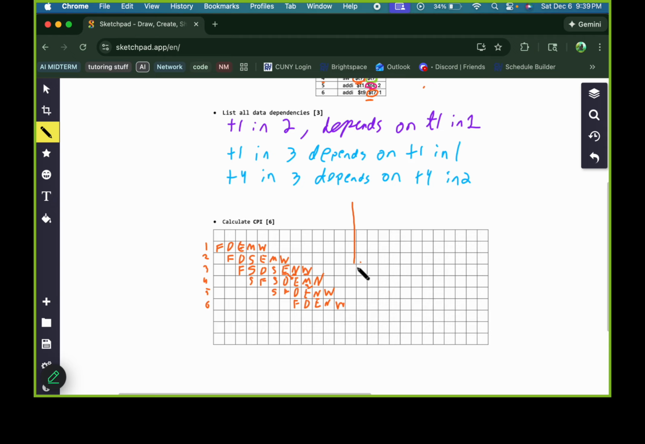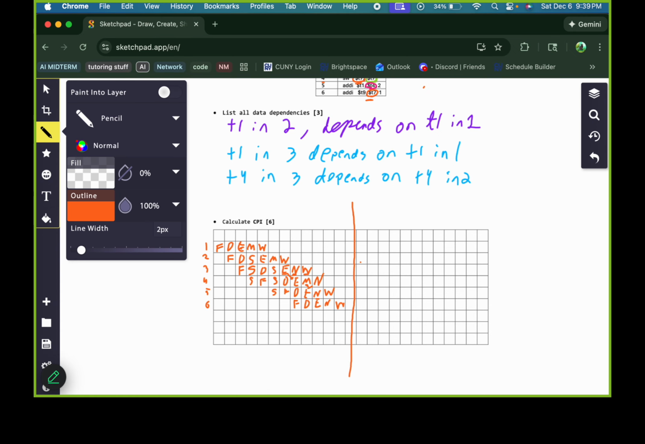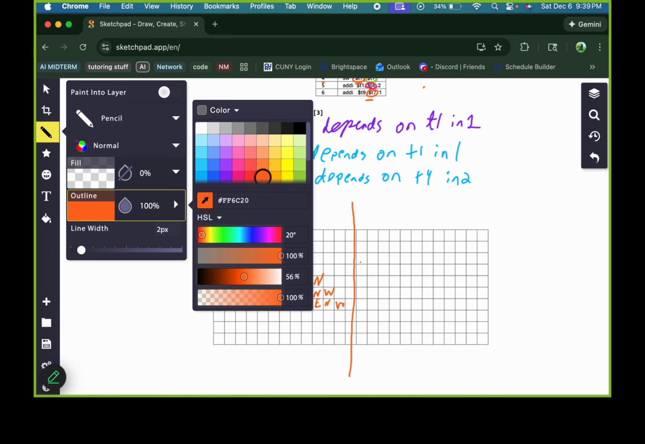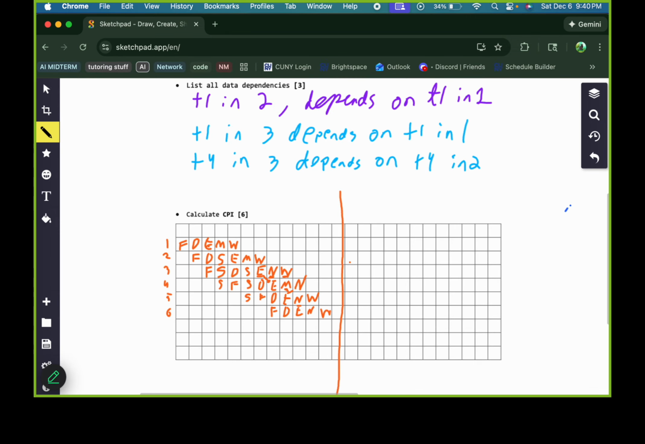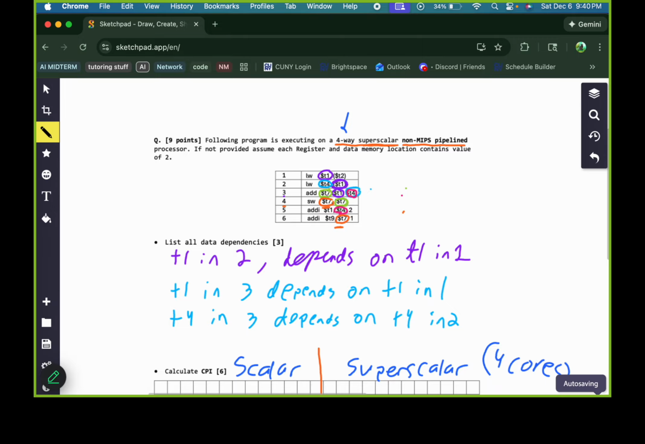So I'm just going to split this down the line, and we can make this blue. Okay, so this one was scalar. This is superscalar with 4 cores. And the number of cores is given to you in the question. 4-way. If it was 3-way or 2-way, that's just saying the number of cores that you have, meaning the number of fetches that you could do at one time, the number of instructions that you can handle simultaneously.